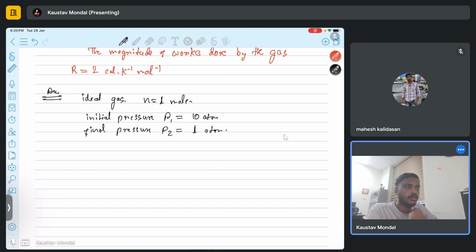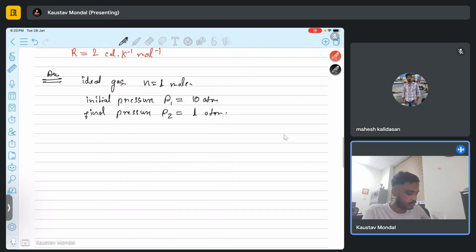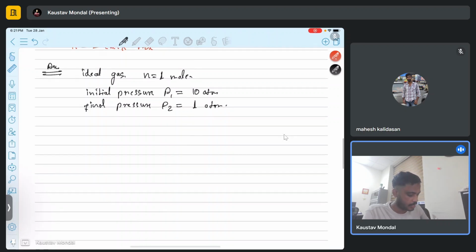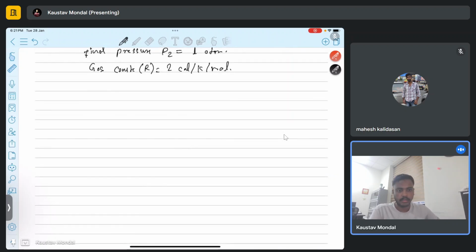So this is the problem. The gas constant is also given: gas constant R is 2 calorie Kelvin inverse mole inverse. So this is the given problem. Now I have to calculate the work done.